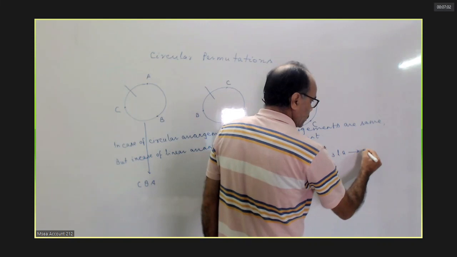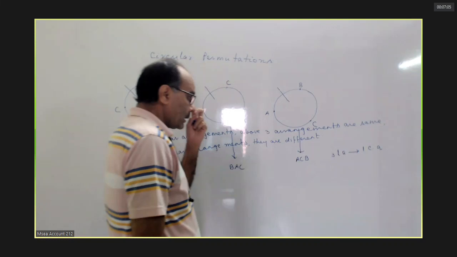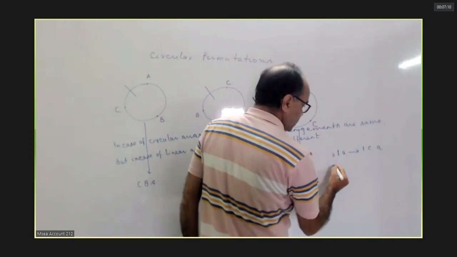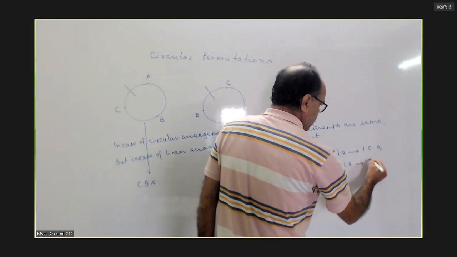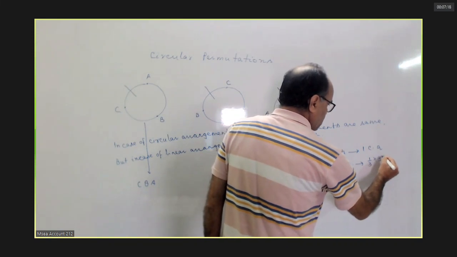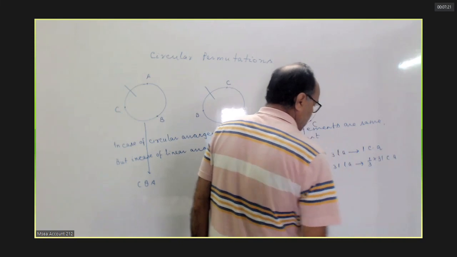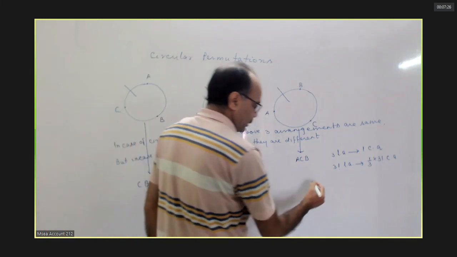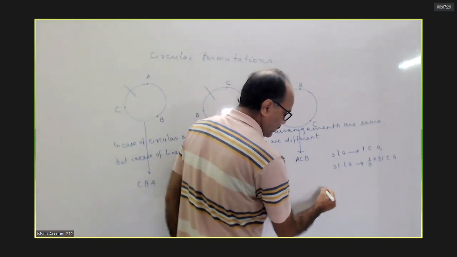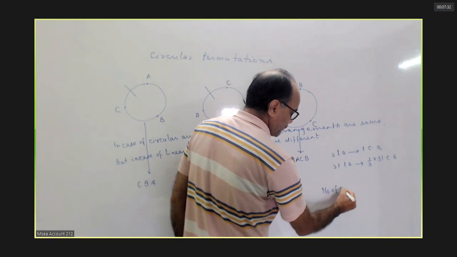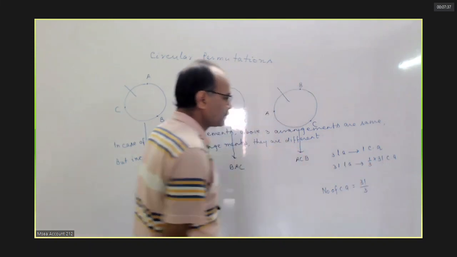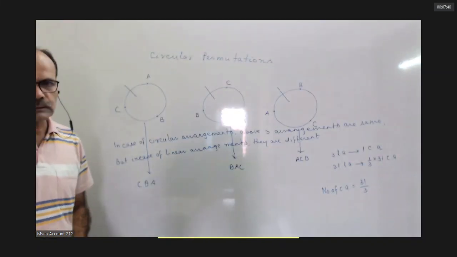So three objects linearly can be arranged in how many ways? Factorial three ways. Three factorial linear arrangements, by unitary method, give us 1 by 3 into 3 factorial circular arrangements. Number of circular arrangements equals factorial 3 by 3.